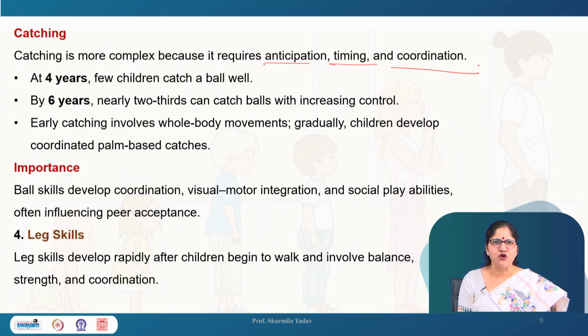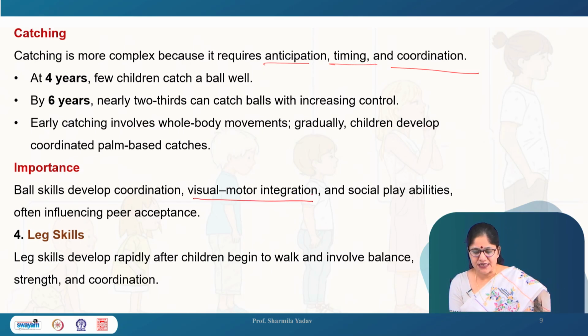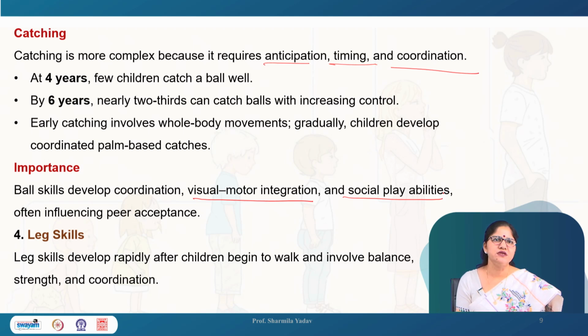Early catching involves whole body movements. Gradually, children develop coordinated palm-based catches. What is the importance of this? Ball skills develop coordination, visual motor integration, and social play abilities, often influencing peer acceptance.